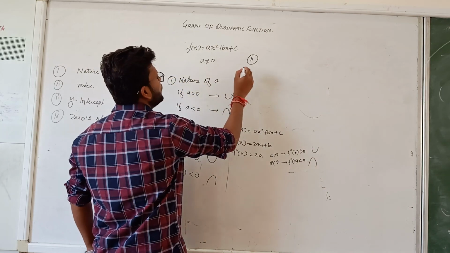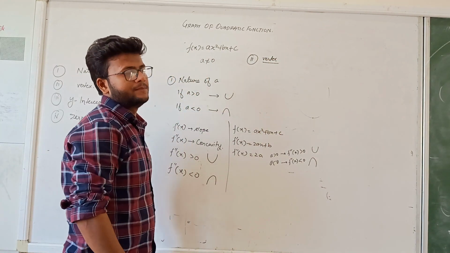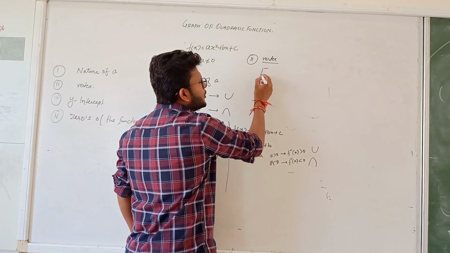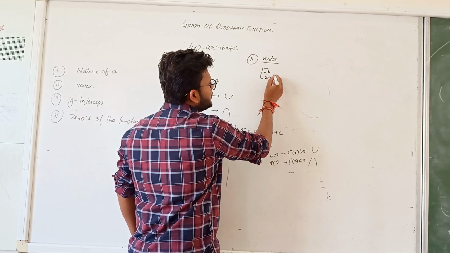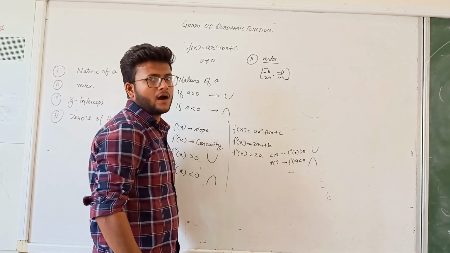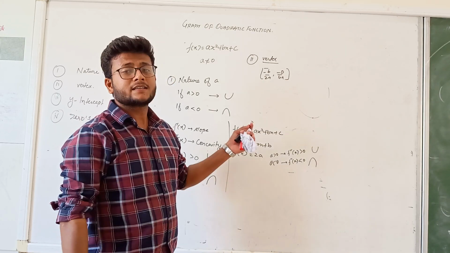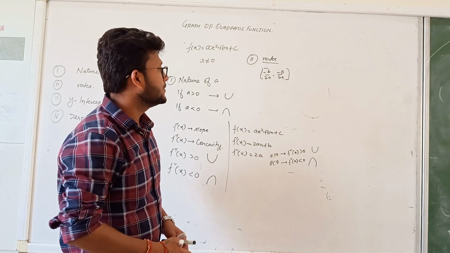Second point is the vertex. The coordinates of the vertex are (-b/2a, -D/4a). How do these vertex coordinates arise?